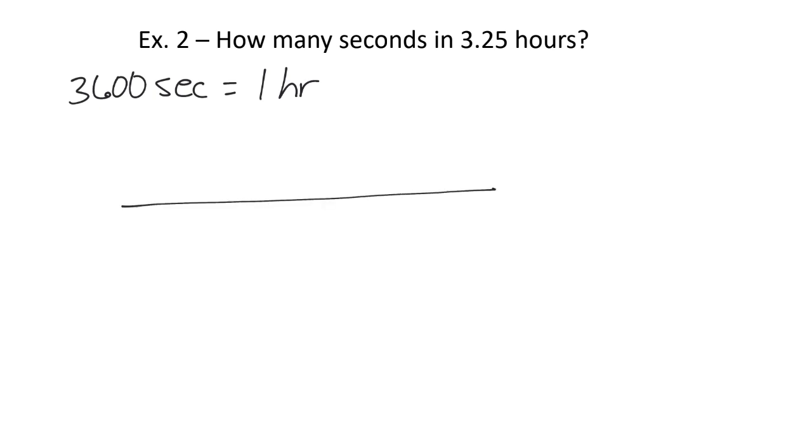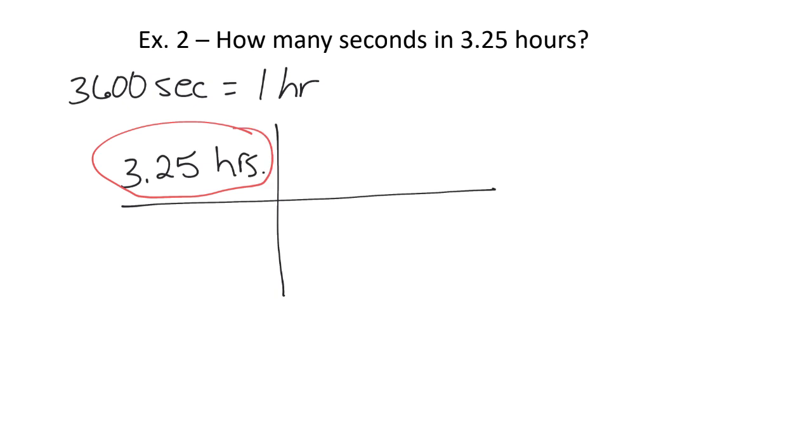So we're going to do our picket fence. We're going to put our 3.25 hours. Now remember, in a picket fence, the first box here, I'll just circle it in red. This first box is always this number. It's whatever number you're given, whatever you're starting with before you do the conversion, that goes in that box always. So don't put it in another box. Don't put the conversion factor first. Conversion factor does not go first.